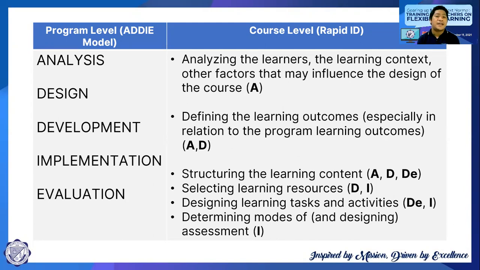And of course, when we implement, we do select learning resources for the implementation. We still design learning tasks and activities. Although we have developed them prior to implementation, we still develop new learning tasks and activities along the way. And of course, we have determining modes of and designing assessment. So this is how we can apply the ADDIE model at a course level. And these things will be very much applied as we follow the backward design process.